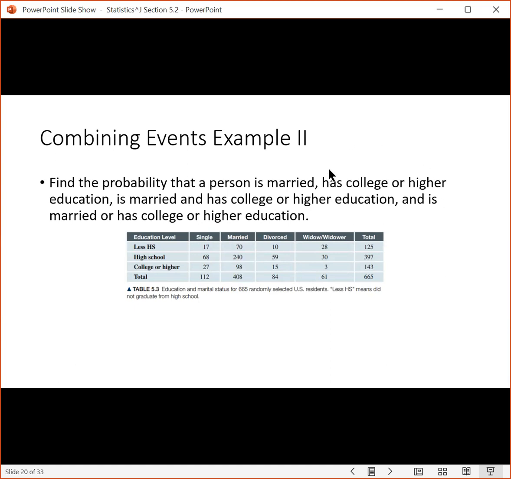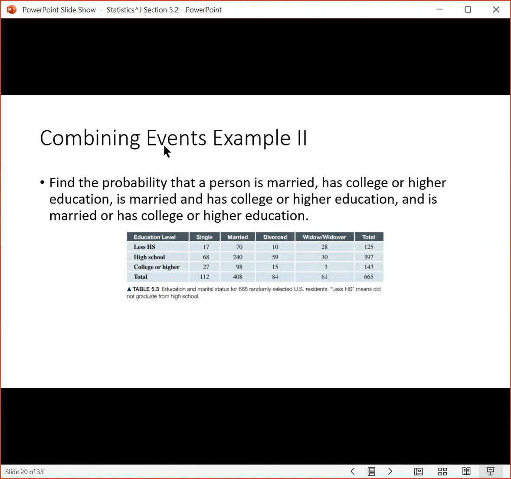All right, now next, has college or higher education. So these people have college or higher, these do, these do, these do. So we have 143 total have college or higher education out of 665 total. Okay, so those are straightforward.